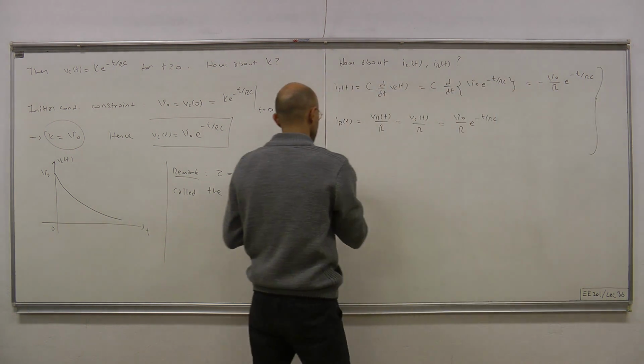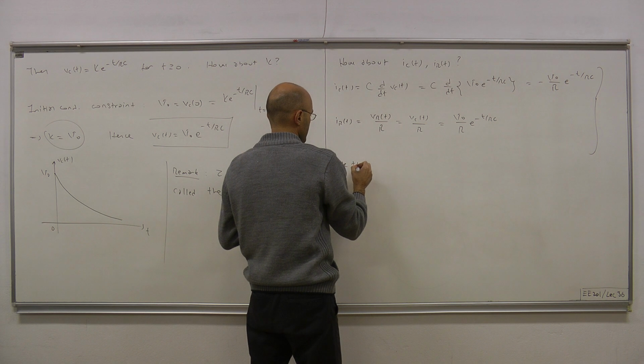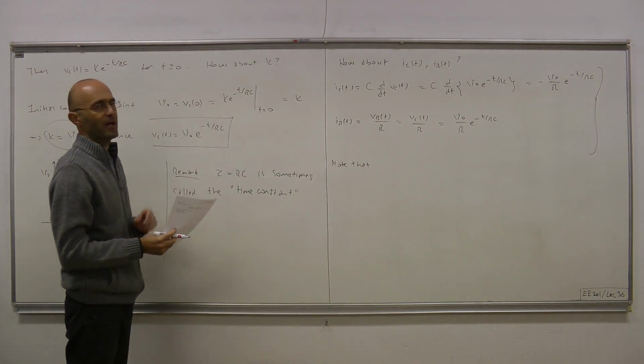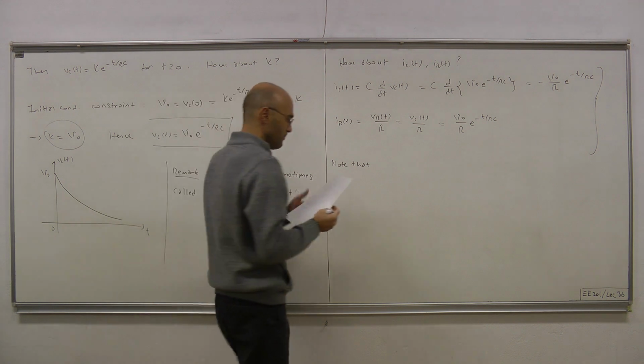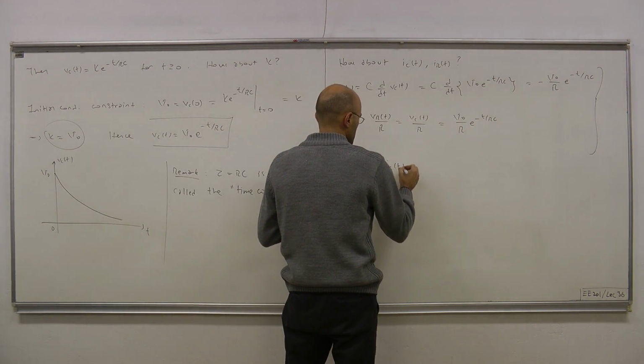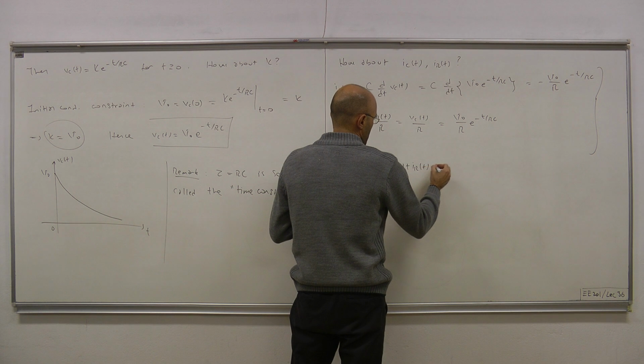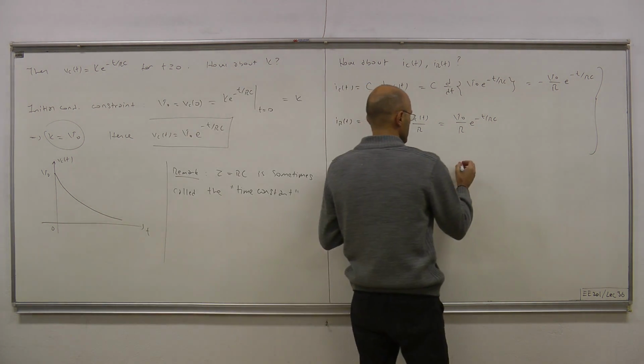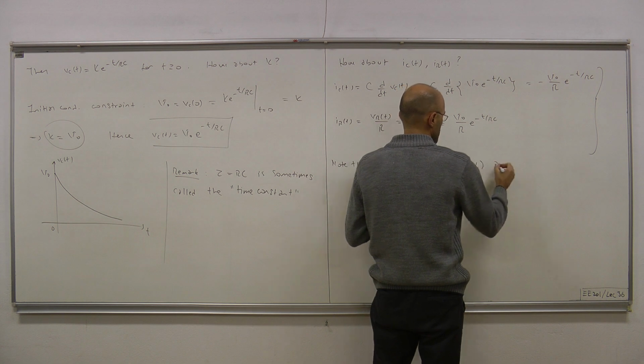Note that IC and IR have the same magnitude but opposite sign, which they must because of KCL, as expected.